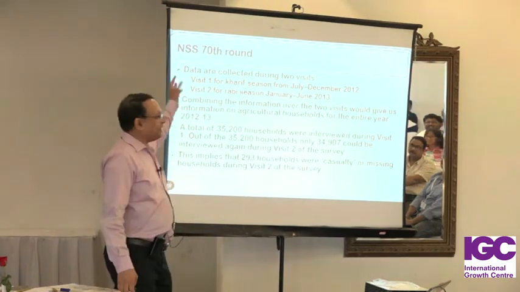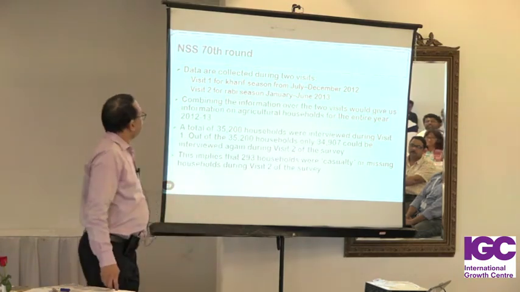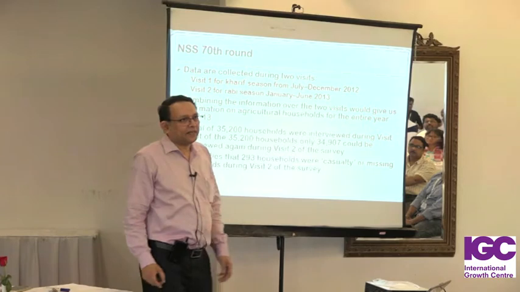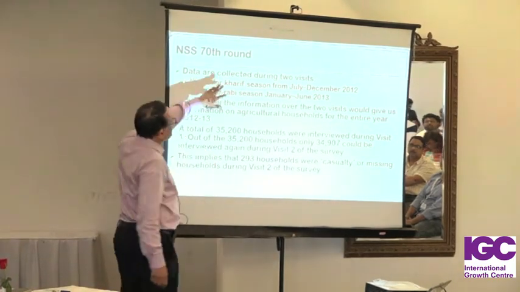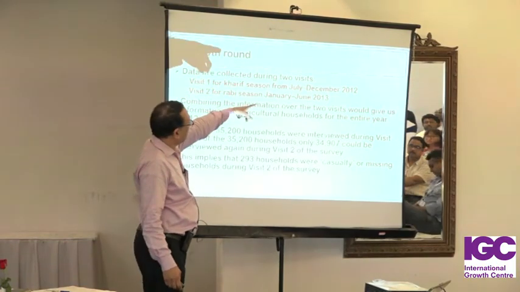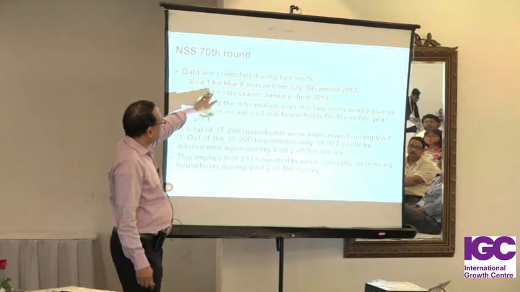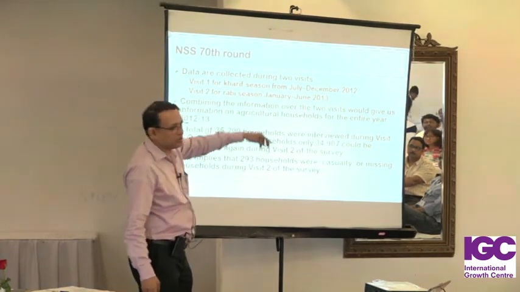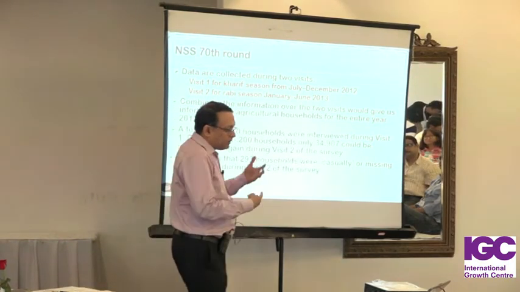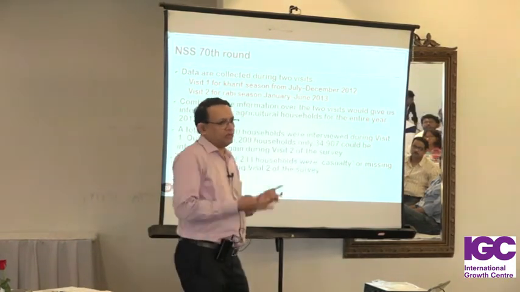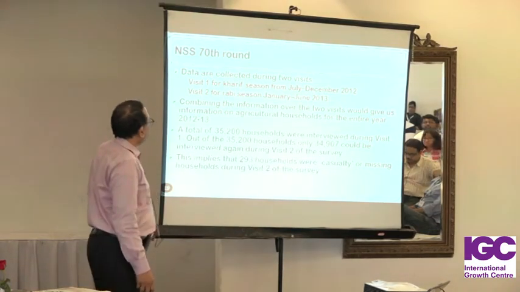A little bit further. Let's go beyond that. Data collected in 2 visits. As I said, visit 1 covers the data for the Kharif season, which is July to December of 2012, and visit 2 gives the data for the Rabi season, up to June 2013. When you combine the information over these 2 visits, you can basically get the annual income of the entire year.